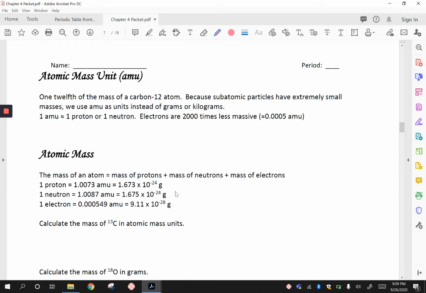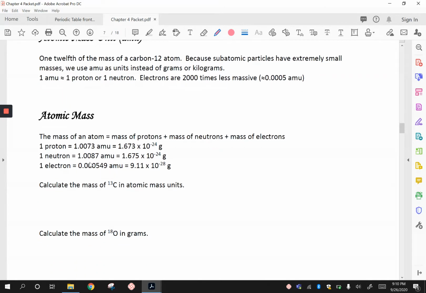Just to give you a perspective, a gram is about the mass of an M&M. So think of holding an M&M in your hand. That is about the mass of a gram. So a proton is 1.67 times 10 to the negative 24th of a gram. That's 0.000000 and so on, 23 zeros and then a 1.67. So very, very, very small. And an electron is even smaller than that.